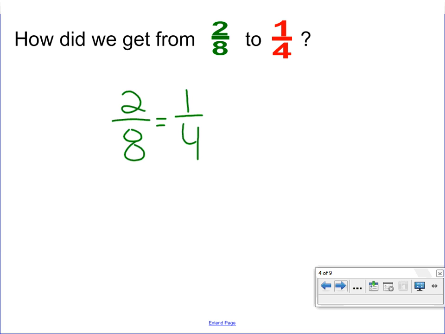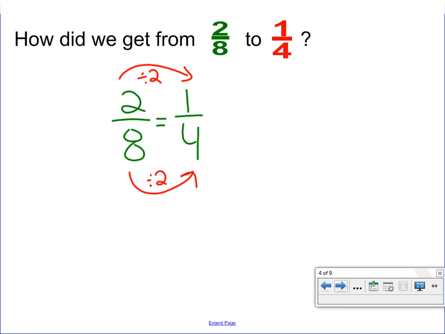So what if we tried this? 2 divided by 2 and 8 divided by 2. Remember, we have to treat them like brother, sister. What we do for one, we have to do to the other. 2 divided by 2, is that 1? Absolutely. 8 divided by 2, is that 4? Absolutely. So we have a fraction that has been simplified.